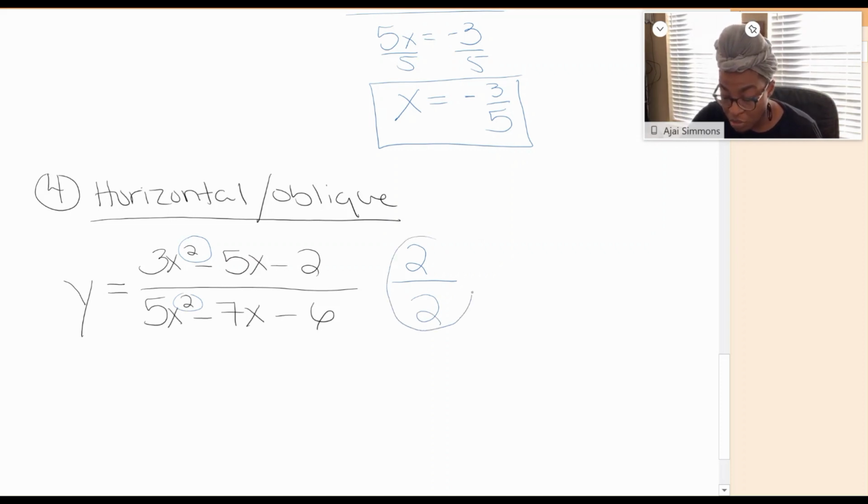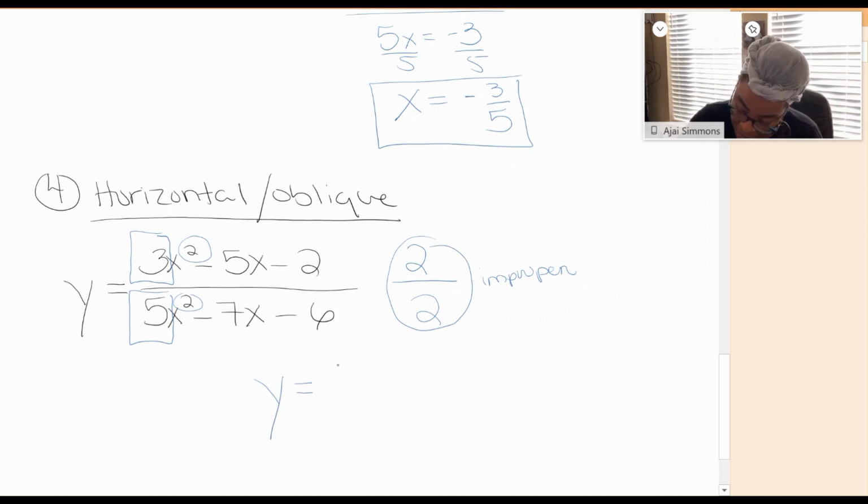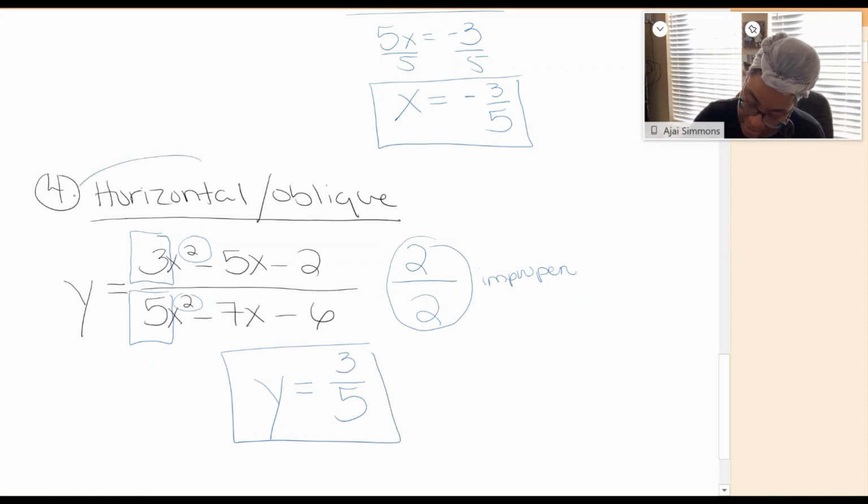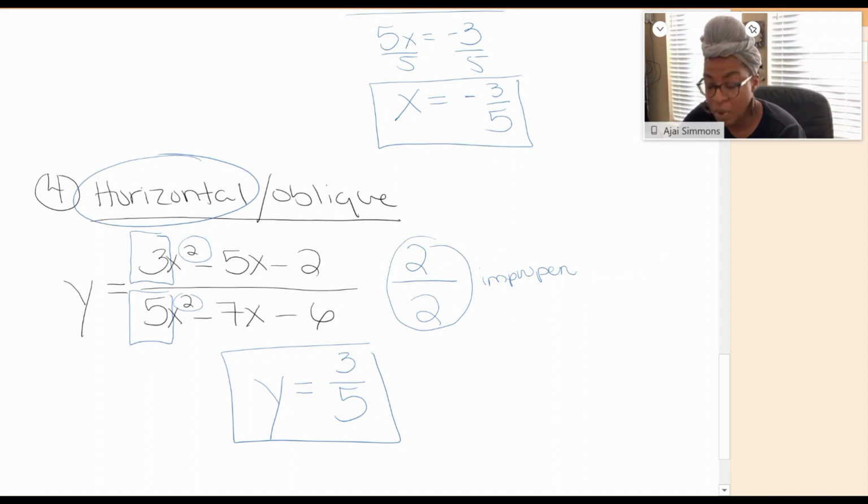So 2/2 is improper. Okay, this is an improper fraction, 2/2. So because they are the same number, what I can do is just take the number in the front of the numerator and take the number in the front of the denominator, and that's going to be our horizontal asymptote, 3/5. This is a horizontal asymptote. And since we found a horizontal asymptote, do I have an oblique? No, no oblique.